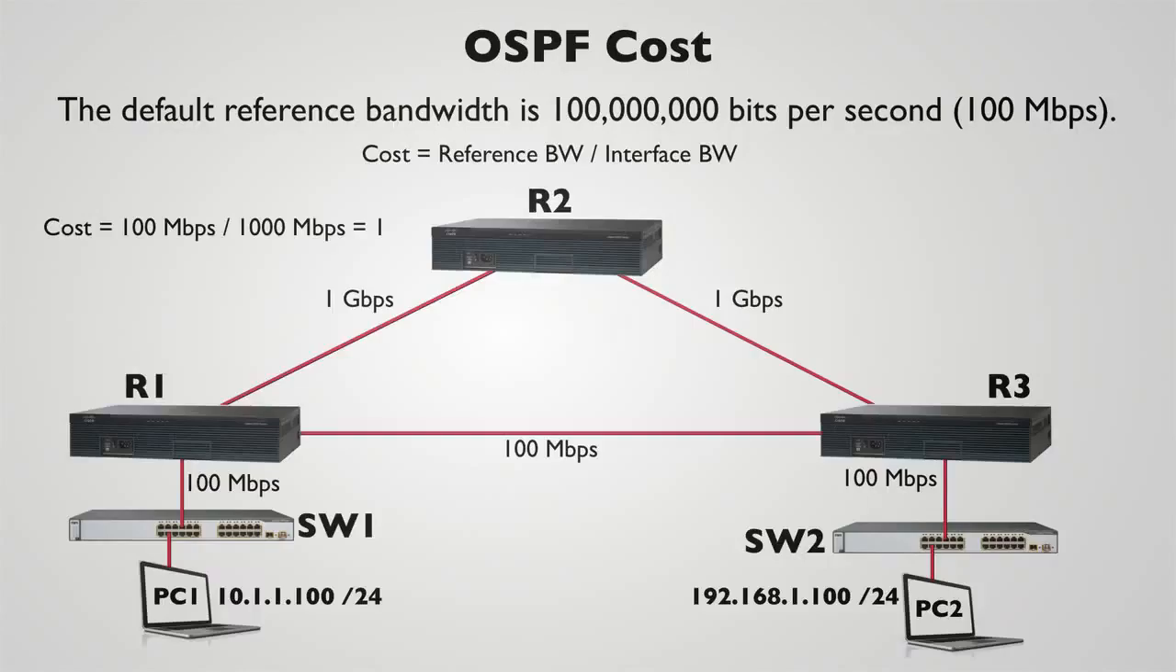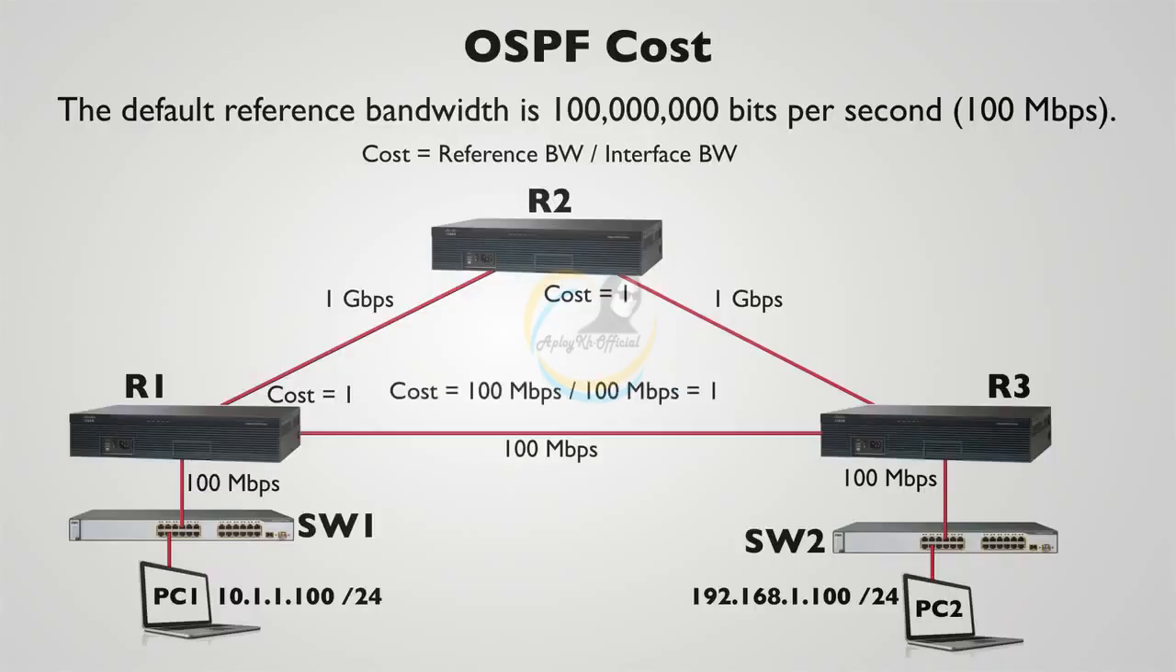The cost value has to be an integer. We cannot have a cost value of 0.1. We've got to round up to 1. This means that by default, a 1 gigabit link is going to have a cost of 1. The outgoing interface on R1 has a cost of 1 going up to R2. Using the same math, we've got a cost of 1 going from R2 down to R3. And now, as we're going out of R3's fast Ethernet interface, the reference bandwidth is 100 megabits per second. The interface bandwidth is 100 megabits per second. 100 divided by 100 is 1.